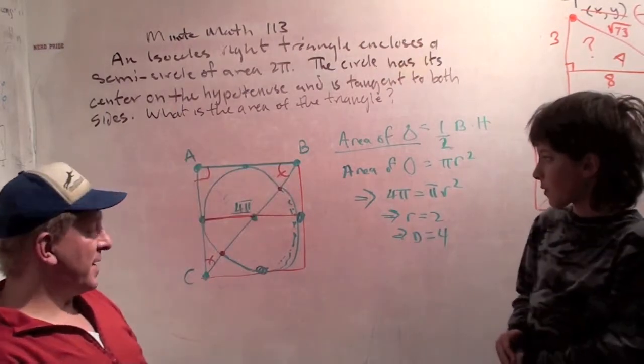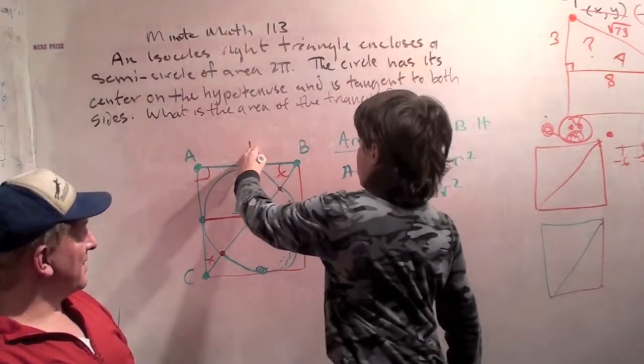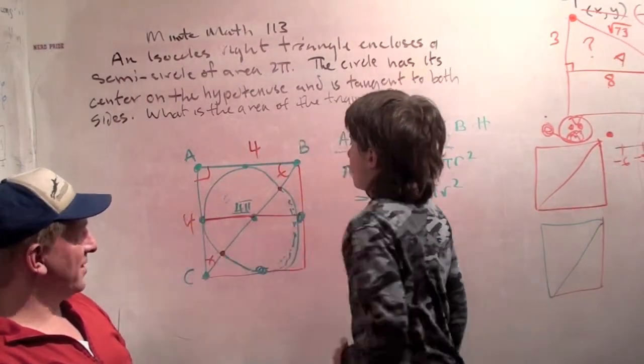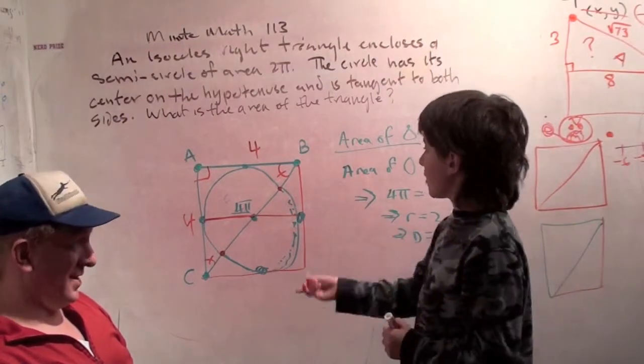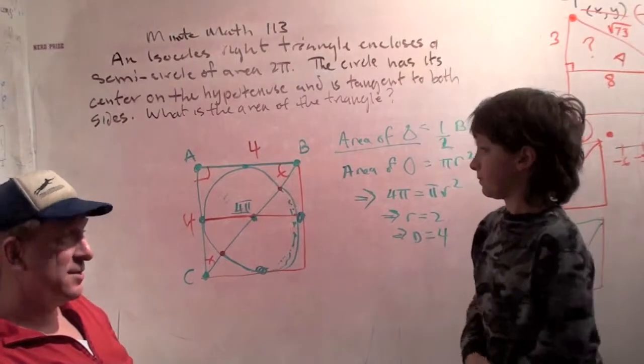What does that tell us? That the diameter is 4. That tells us that the side length is 4. So what's the area of our triangle? The area of the square is 16, and you cut it in half, it's 8. Good job. Hey, that's a real nice job.